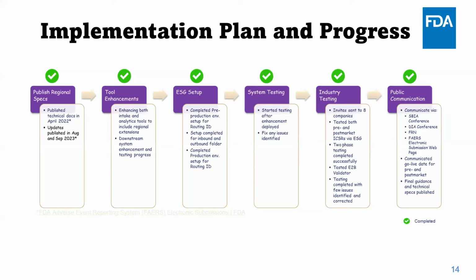All right. So where are we with this whole implementation of electronic reporting? We had published our regional specification sometime in 2022 and an update in 2023. We also did tool enhancements that were completed. We did our setup, we did some testing, and now our public communication has gone out with different communication methods that we have used to communicate this.